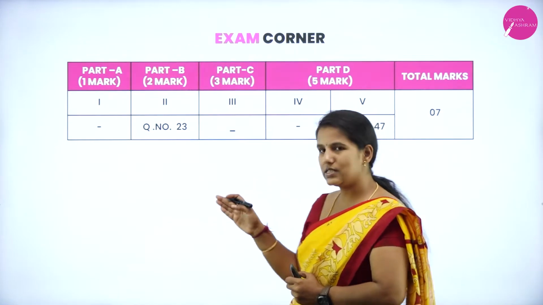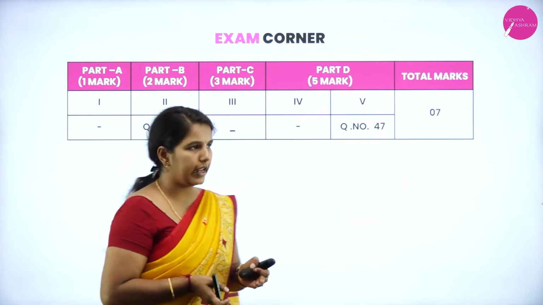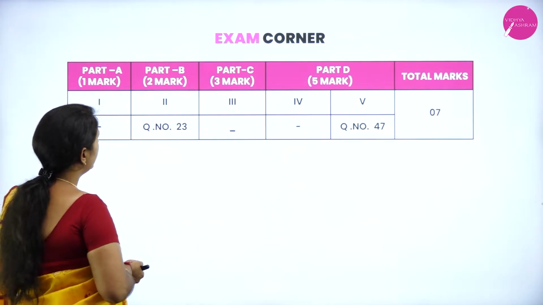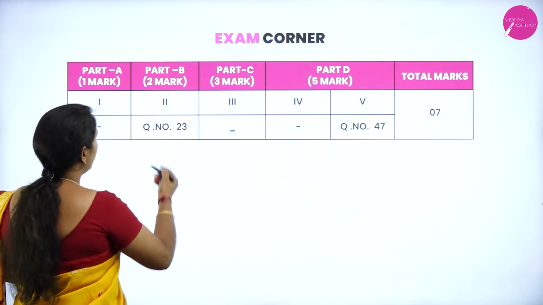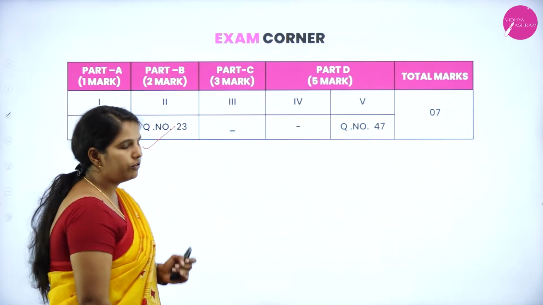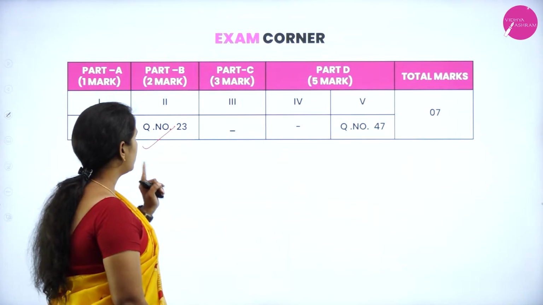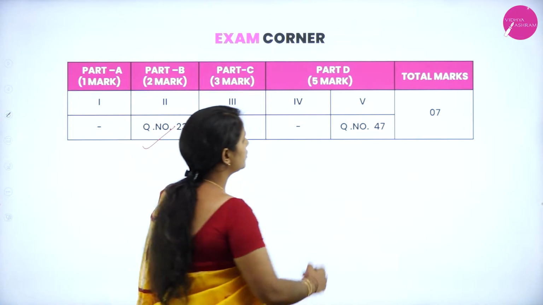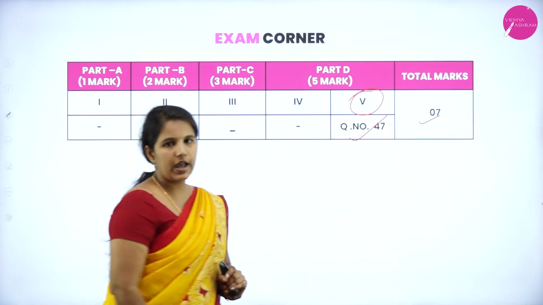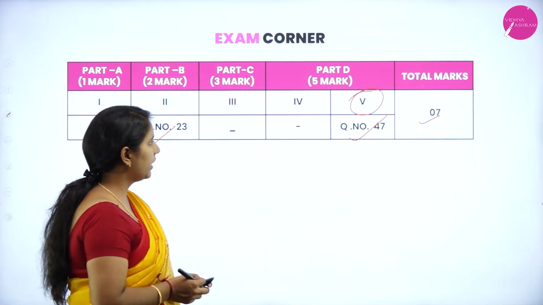Before going to discuss this amine chapter, which is nothing but organic compounds containing nitrogen, we'll see the weightage of this unit. From this unit, there is no 1 mark question, but directly we can expect 1 2-mark question and 1 5-mark question, and the total weightage will be 7. And question number 23 and question number 47 in Part 5, which carries the 5 marks, will come from this unit.